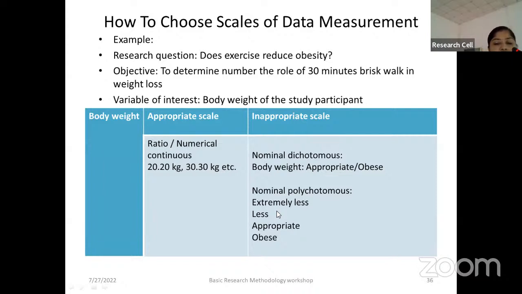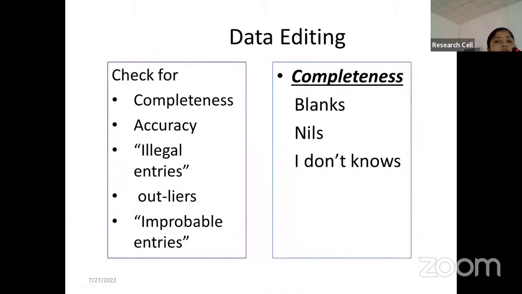Okay, so like this you select. Then we come to the data editing. In data editing, we check for the completeness of the data, accuracy, illegal entries, outliers, and the improbable entries. Okay, the blanks, nils, I don't knows should be corrected.